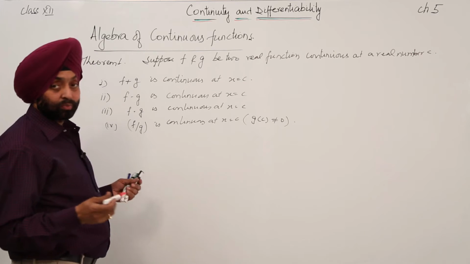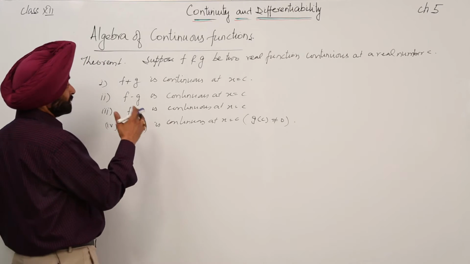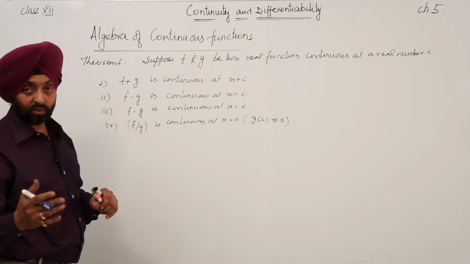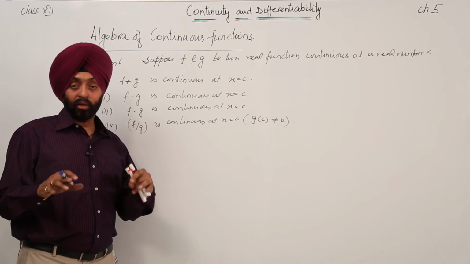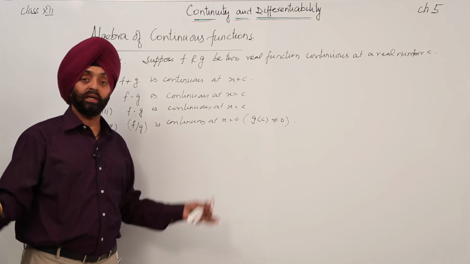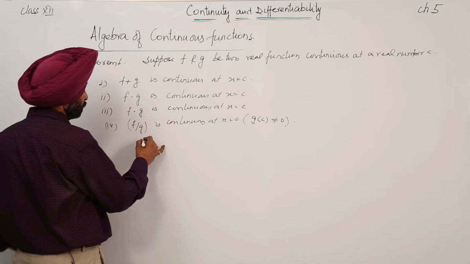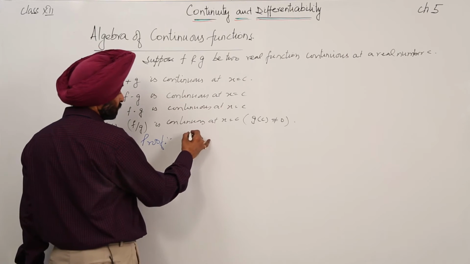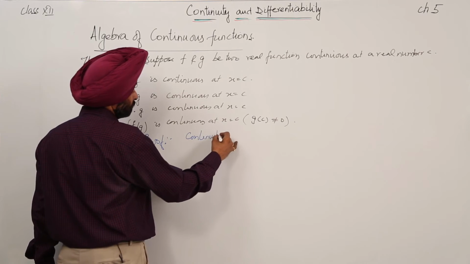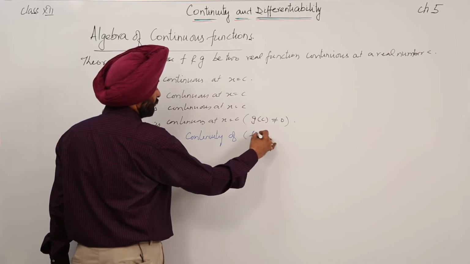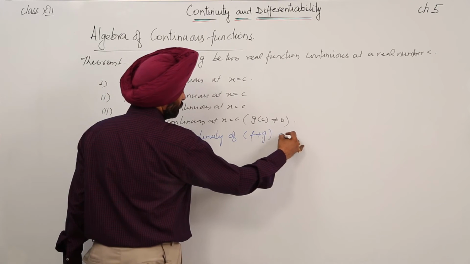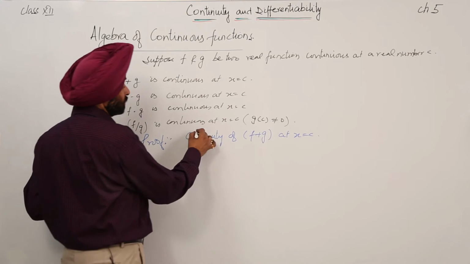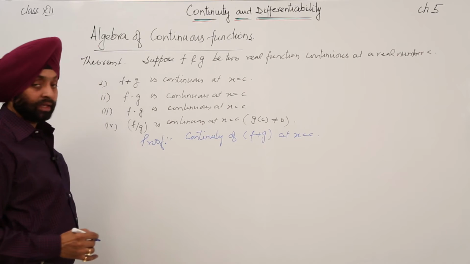Okay, so now let's prove the first part. Now what this says is, when one function is continuous and the second function is continuous, and we are adding them, then they are continuous. Okay, now prove. What are we going to prove? Continuity of f plus g at x is equal to c. First part, f plus g. Now let's prove the continuity of f plus g at x is equal to c.